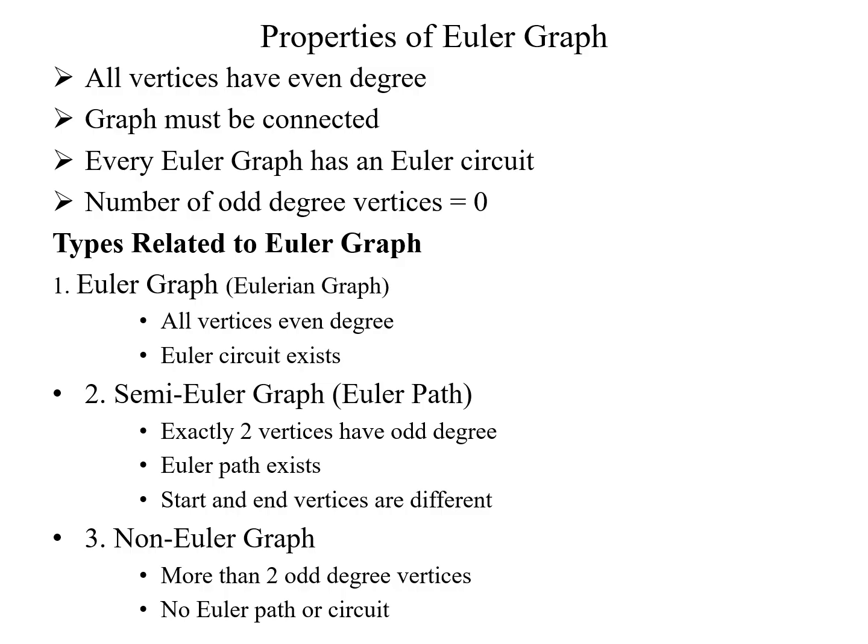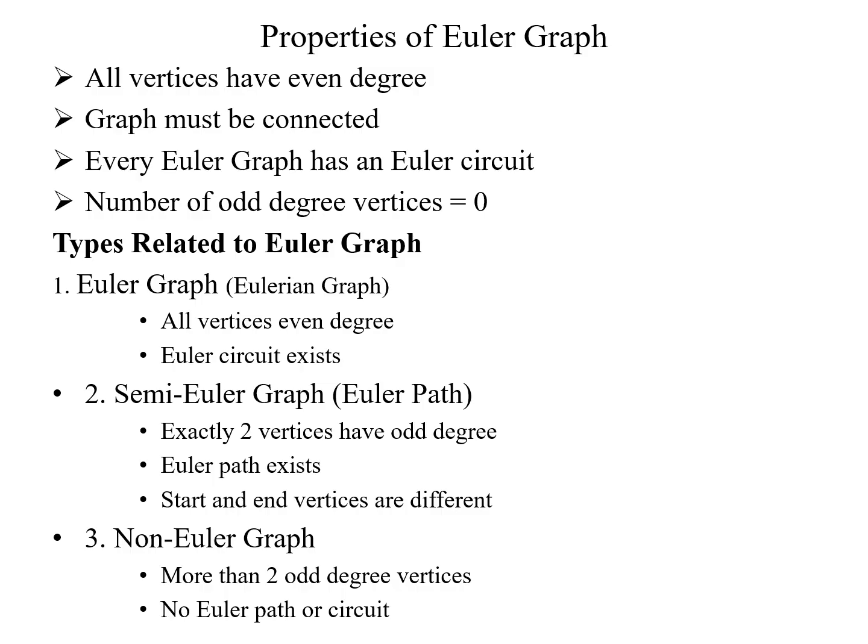Next one, the properties of Euler graph. For the graph to be an Euler graph, it must satisfy certain properties. First, the graph must be connected. This means every vertex should be reachable. Second, all the vertices must have even degree. Third, the graph must contain an Euler circuit. And last, the number of vertices with odd degree must be 0. If all the conditions are satisfied, the given graph will be an Euler graph.